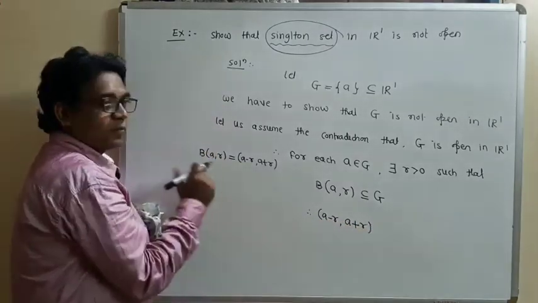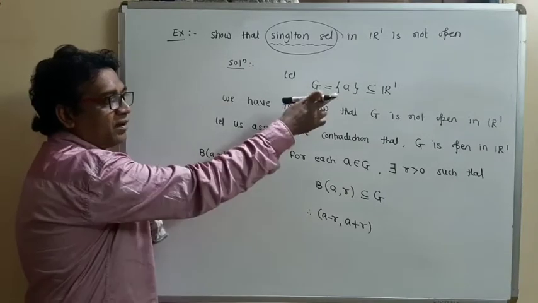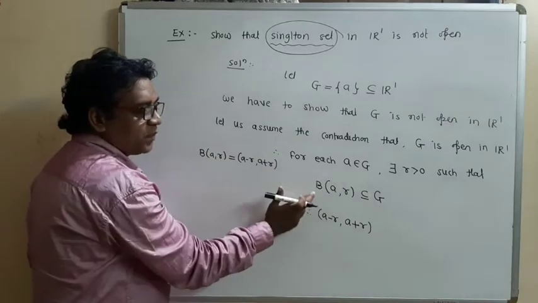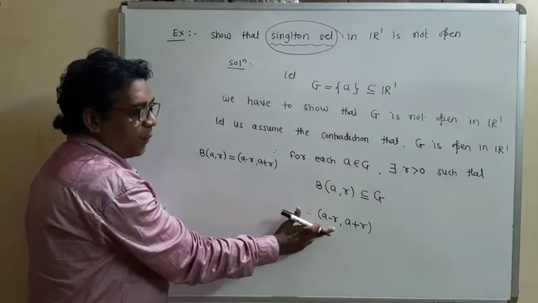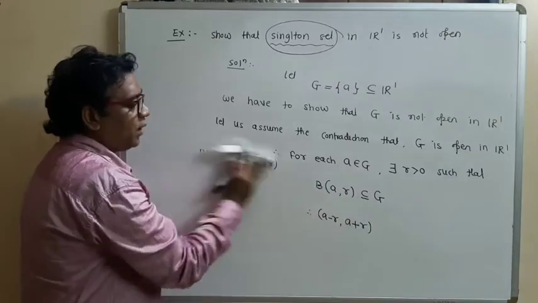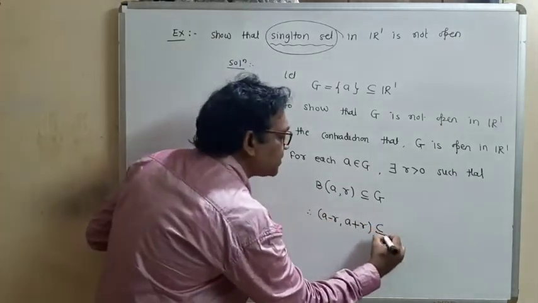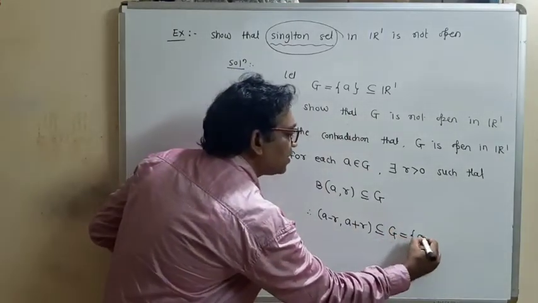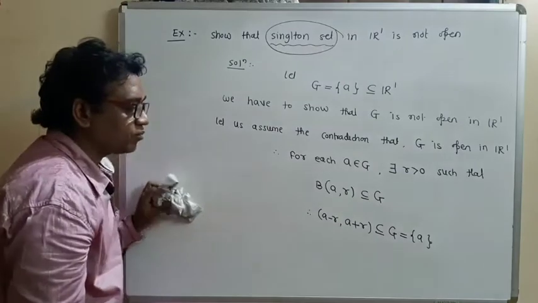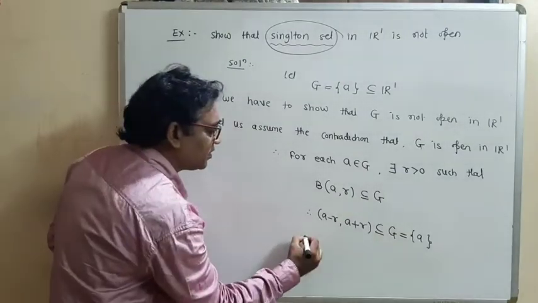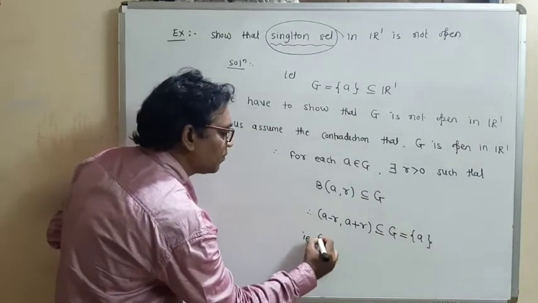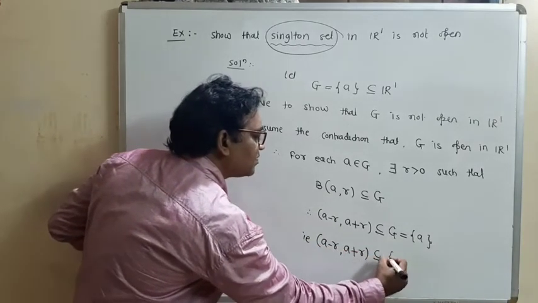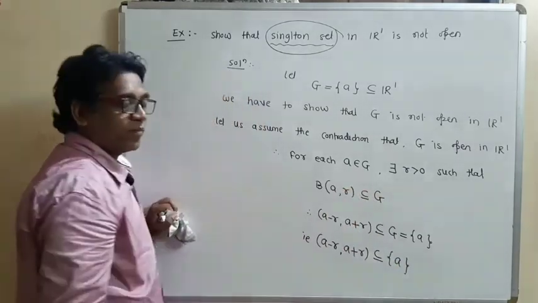So this is our concept: an open sphere in a real line is nothing but an open interval. So the value of this open sphere B(a, r) is the open interval a minus r to a plus r. This is a subset of G. And what is this G? G is the singleton set. So the open interval a minus r to a plus r is a subset of the singleton {a}.